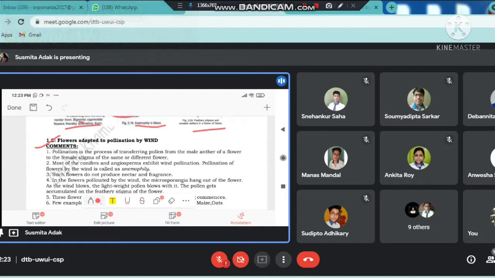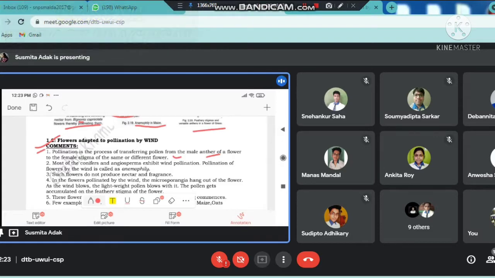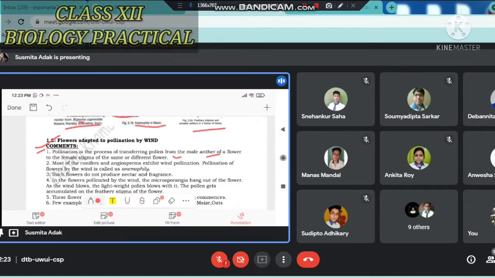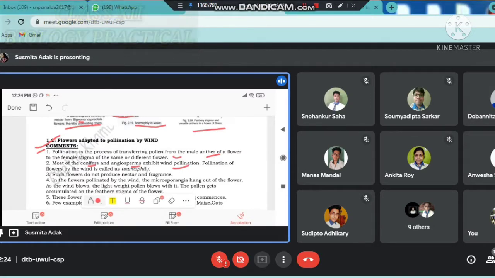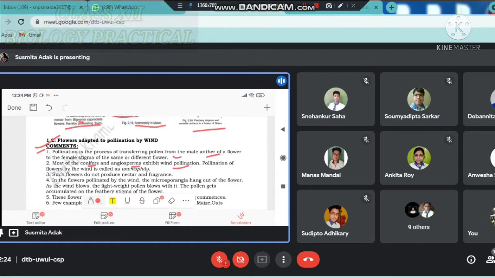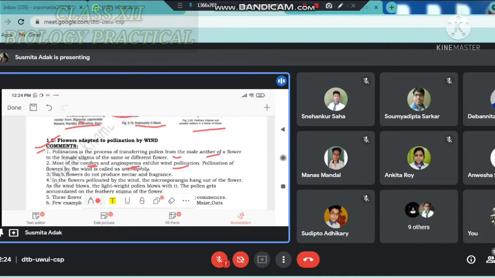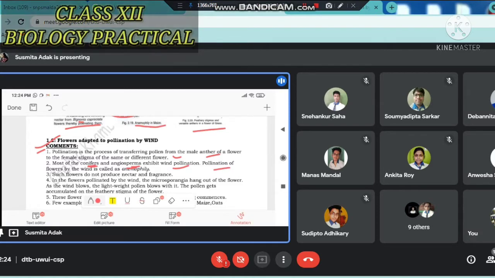Pollination is the process of transferring pollen from the male anther of a flower to the female stigma of the same or a different flower. That is the same as the previous. Most of the conifers and angiosperms exhibit wind pollination. So there can be a viva question about in which plants you can see wind pollination. You should tell that most conifers and angiosperms exhibit wind pollination. Pollination of flowers by the wind is called anemophily.